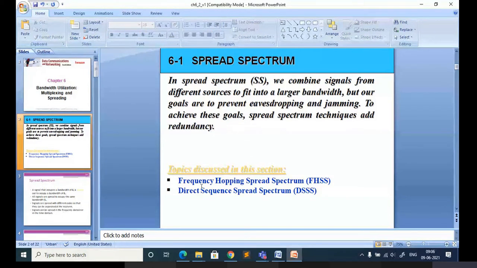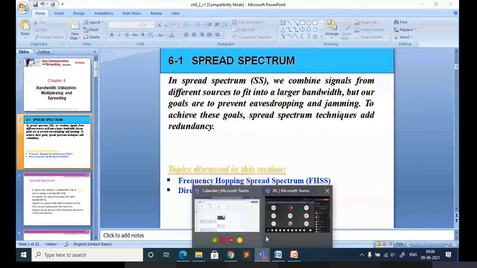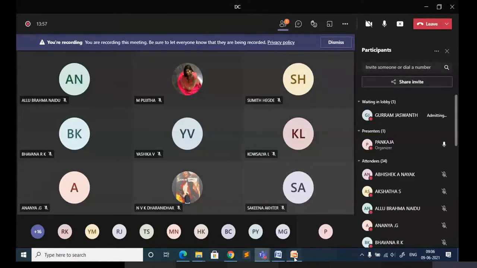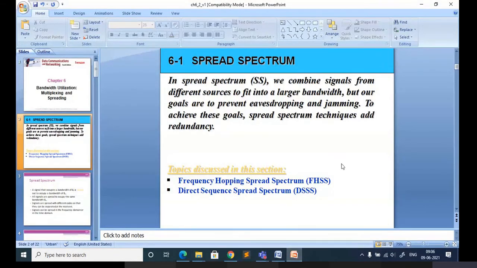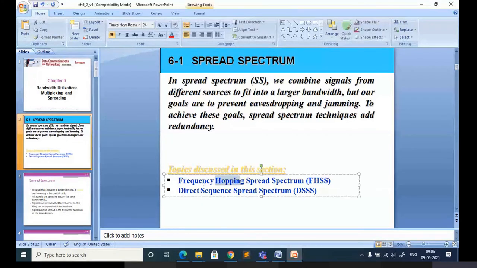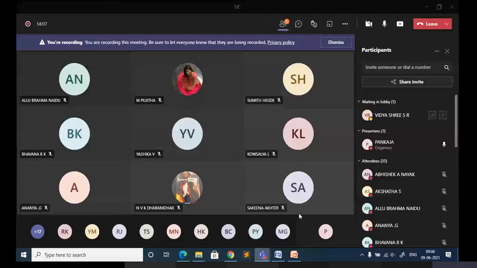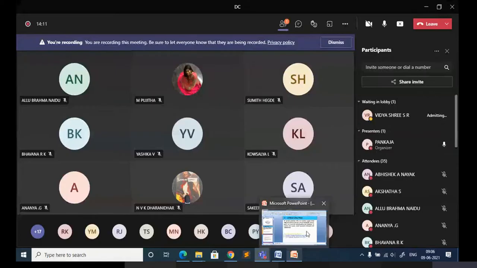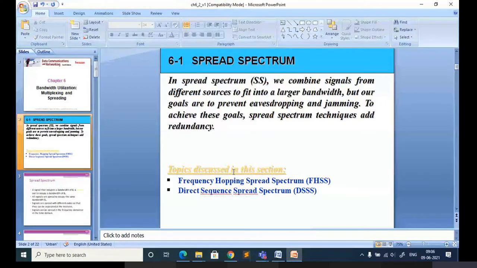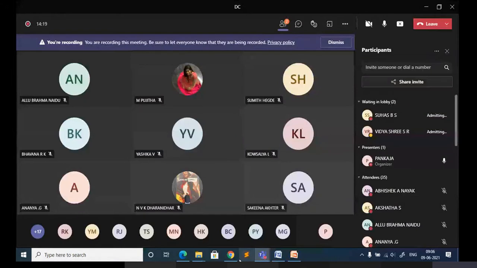In that, there are two methods. Spread spectrum has two methods, and in today's class we'll discuss one method, that is frequency hopping spread spectrum. You should know the meaning of hopping. In the first chapter itself I told you about hop by hop transmission, which is nothing but node to node transmission.